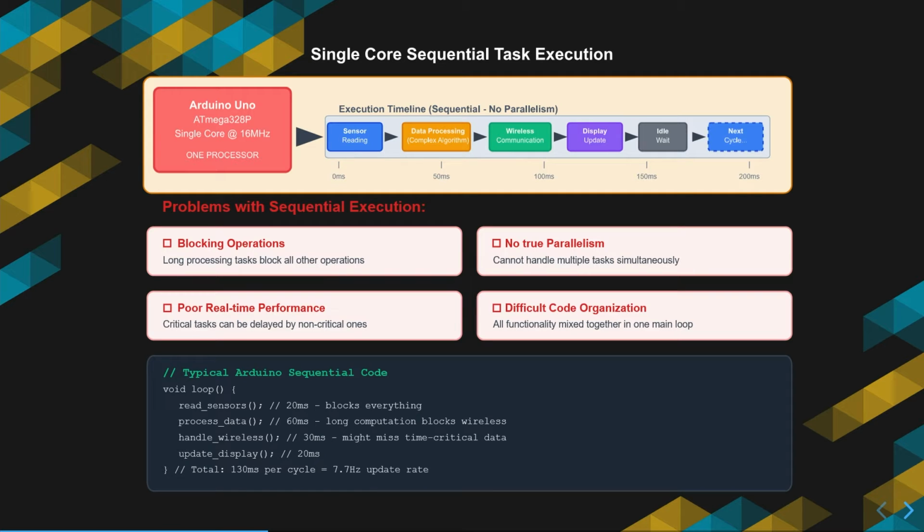Now look at the code example at the bottom. This is typical Arduino sequential code. Each function call blocks the next one. The comments say it all: long computational block, wireless, and might miss time-critical data. Now this sets up our fundamental problem. When you need better performance, better real-time responses, or better code organization, sequential single-core execution becomes the bottleneck.